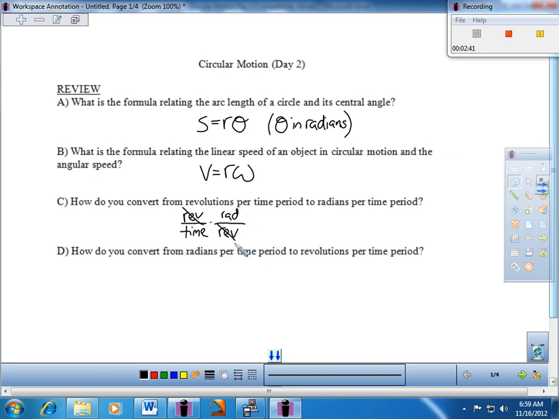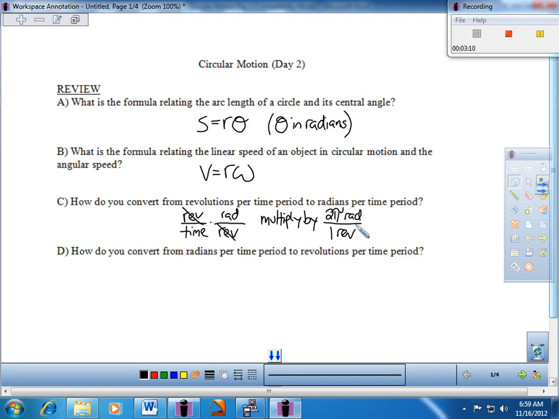So what is the dimensional analysis that allows this to occur? Very simply, remember 2 pi radians is the same as 1 revolution. So to go from revolutions per time period to radians per time period, which of course we know to be W, we're going to multiply by, and this is definitely what you'll put on your paper, 2 pi radians over 1 revolution. So it's just dimensional analysis, changing the units without changing the value.